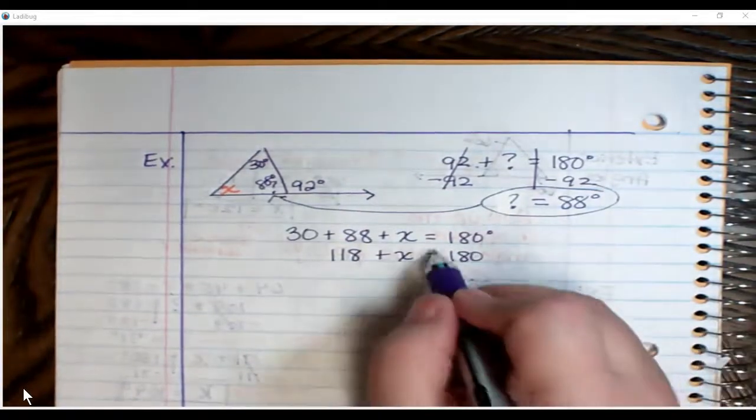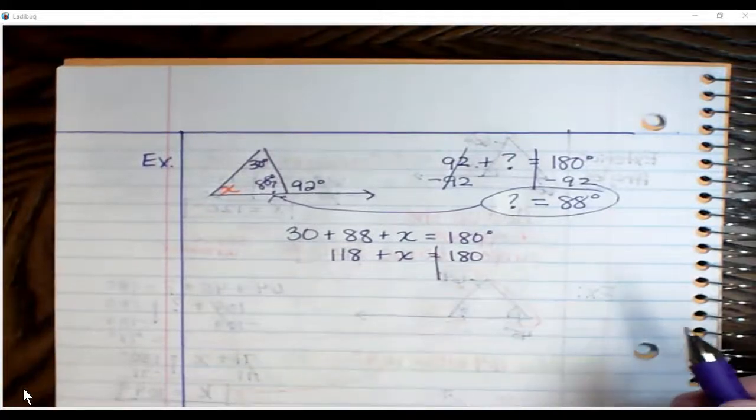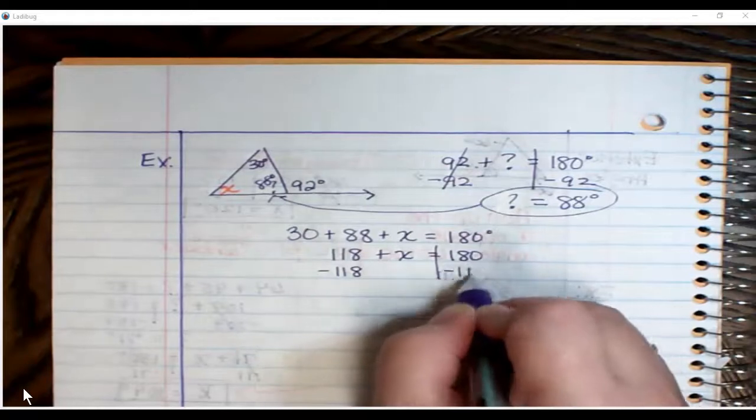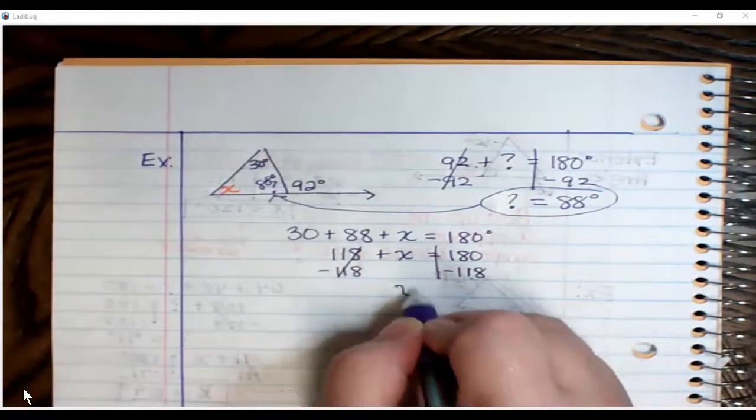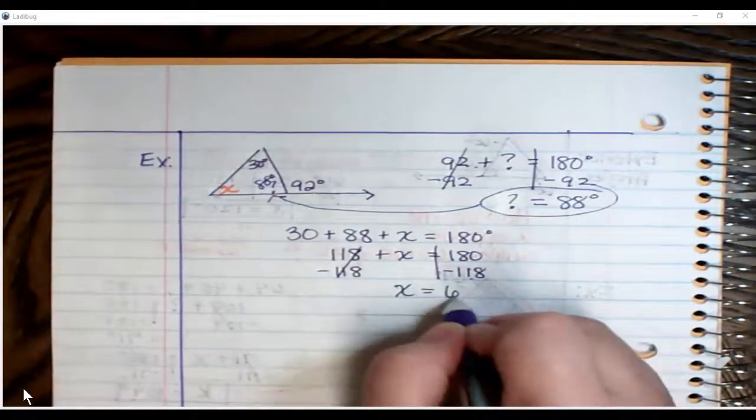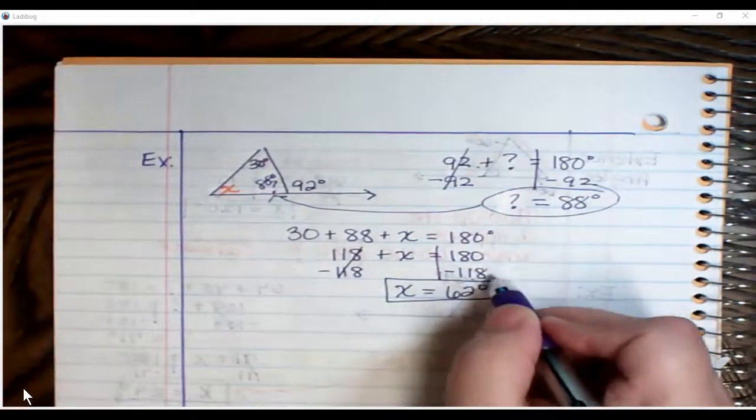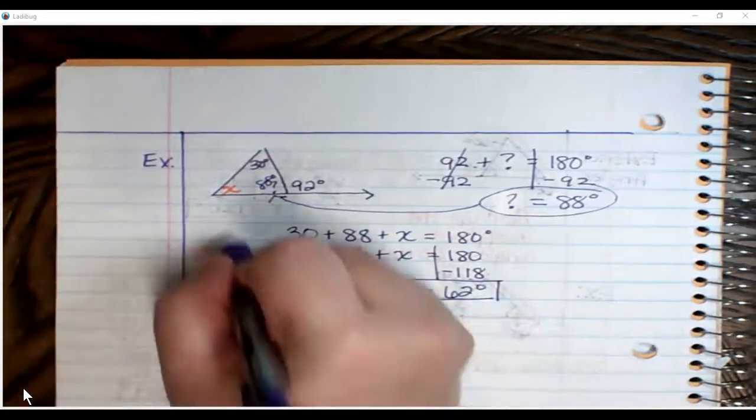All right, now we just solve for x. Isolate it. 118 subtracted from both sides. x is equal to 62 degrees. 180 minus 118, 62 degrees.